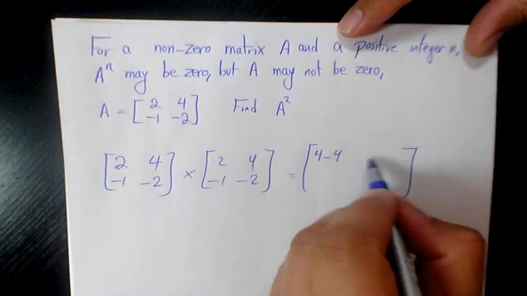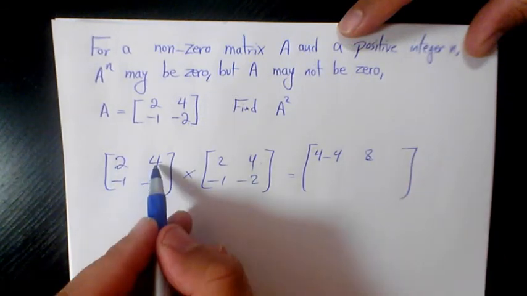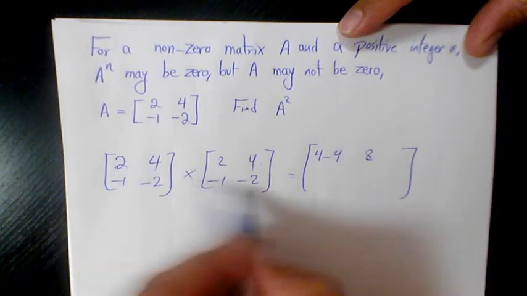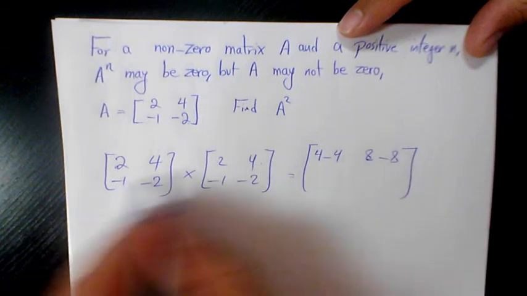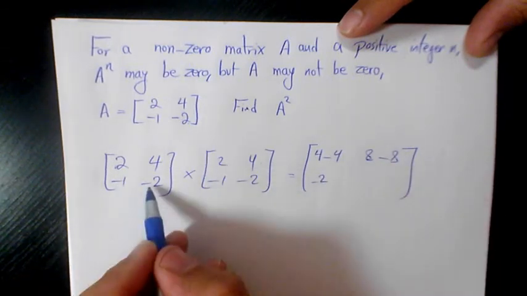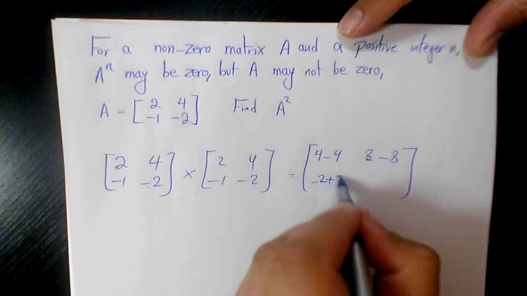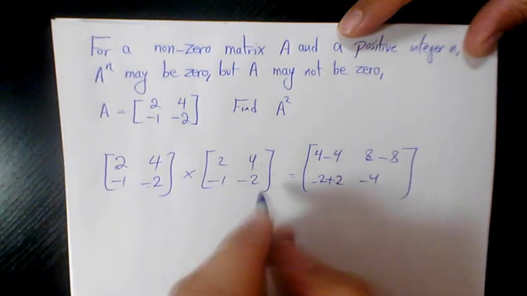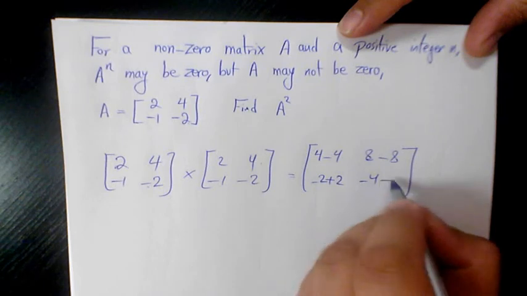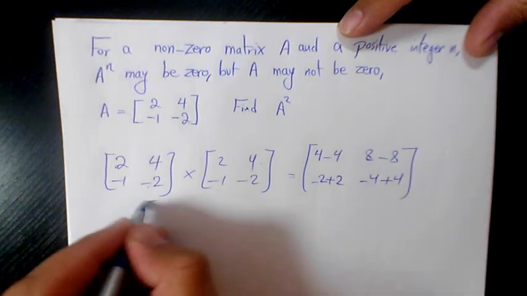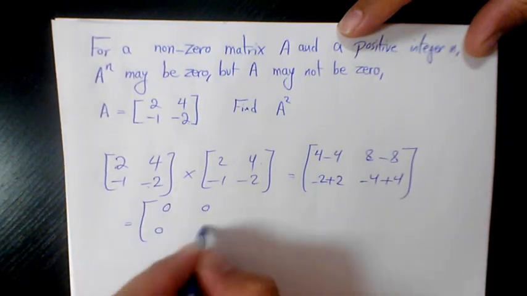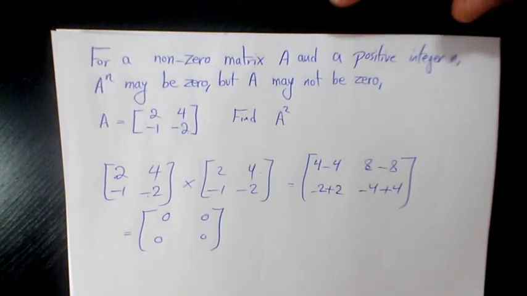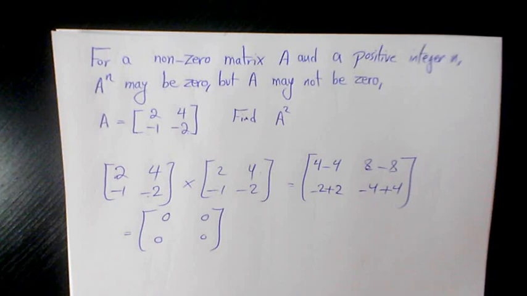2 times 4, 8, minus 8. Negative 1 times 2, negative 2. Negative 2 times negative 1, negative 1 times 4, negative 4. Negative 2 times negative 2 is going to be positive 4. So that will be 0, 0, 0, 0. So although A is a non-zero matrix, A to the power of 2 is a zero matrix.